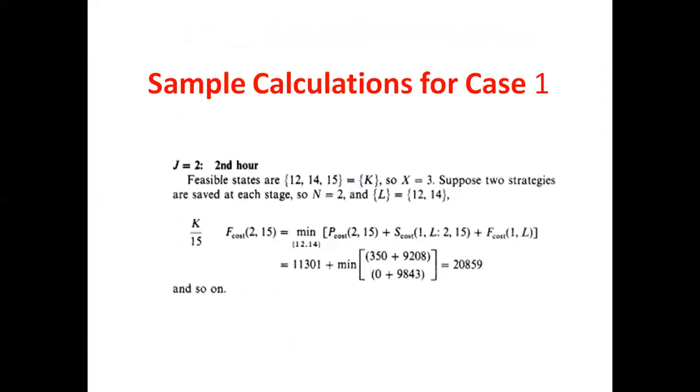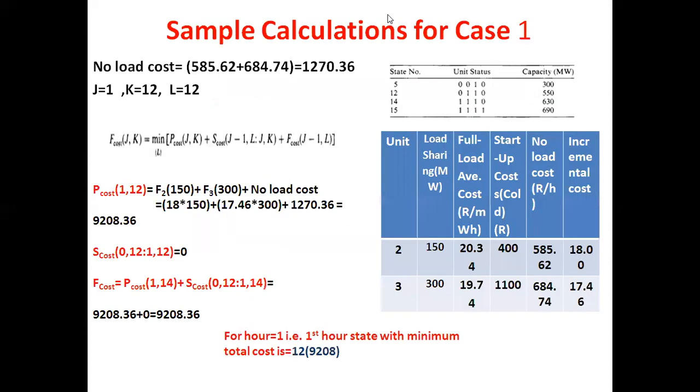So for the second hour, depending upon the load demand, that is 530, the feasible states are 12, 14 and 15. The state 5 cannot meet the load demand. So as the load demand lies between 550 to 690, the feasible states are 12, 14 and 15.